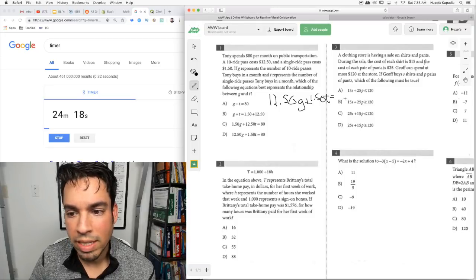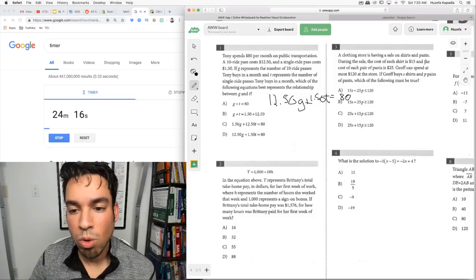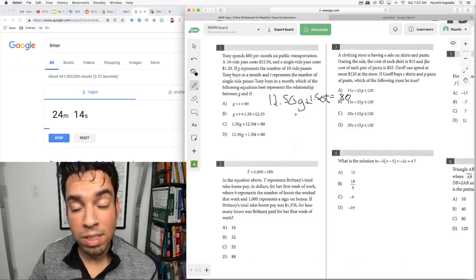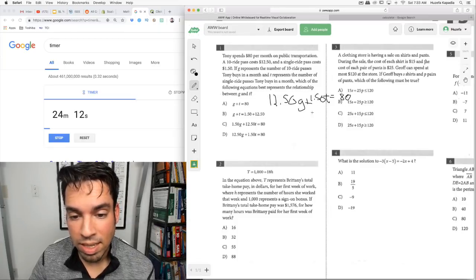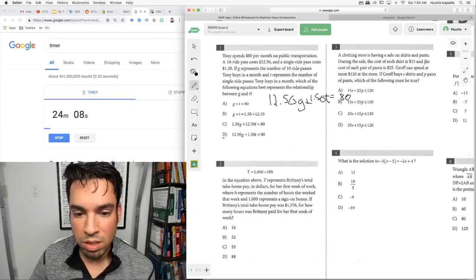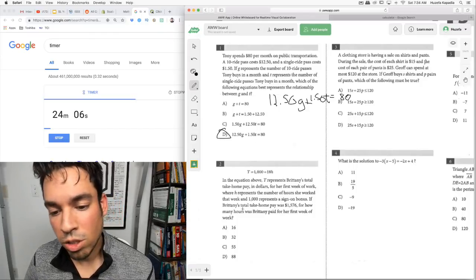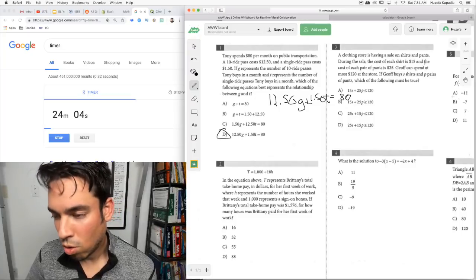And this total equals $80 because the total amount of money he spends is whatever he spends on these passes plus whatever he spends on these single rides, and that equals 80. There's our equation: 12.50 G plus 1.50 T equals 80. Boom, done. Okay, next. In the equation above, T represents Brittany's total.